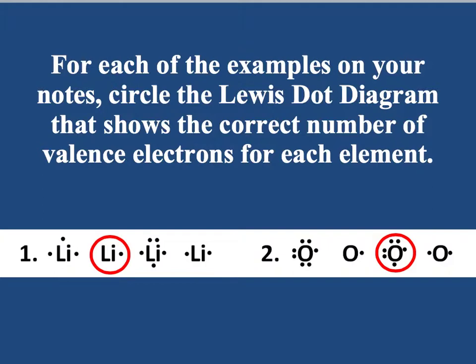The next one is oxygen. Oxygen has 6 valence electrons, so this would be the correct structure. And when we come to class, I'll explain why we form the dots the way we do. We don't just put them any old how, we put them in a very specific order. So I'll show you how to do that in class.